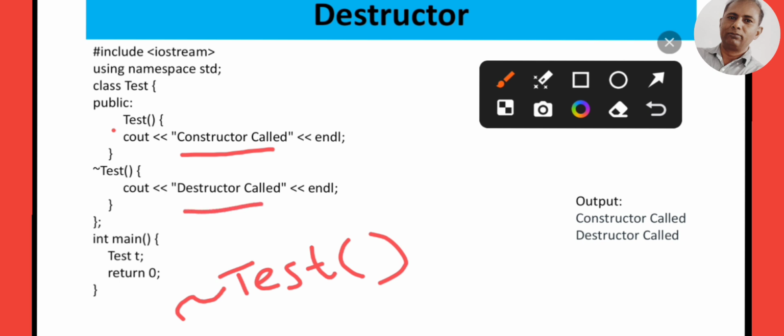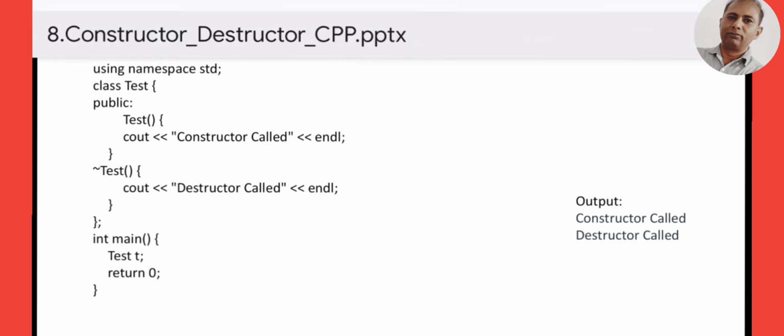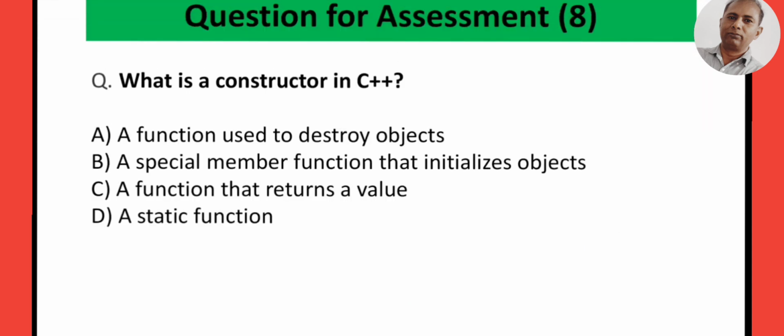Now in the main function we have made the object of this class. What is the object of this class? It is t. So when we have made this t, then the constructor will be called. After that the destructor will be called. So we will have the output: constructor called and destructor called. So like this destructor is working here. So this is all about the constructor and destructors in C++.